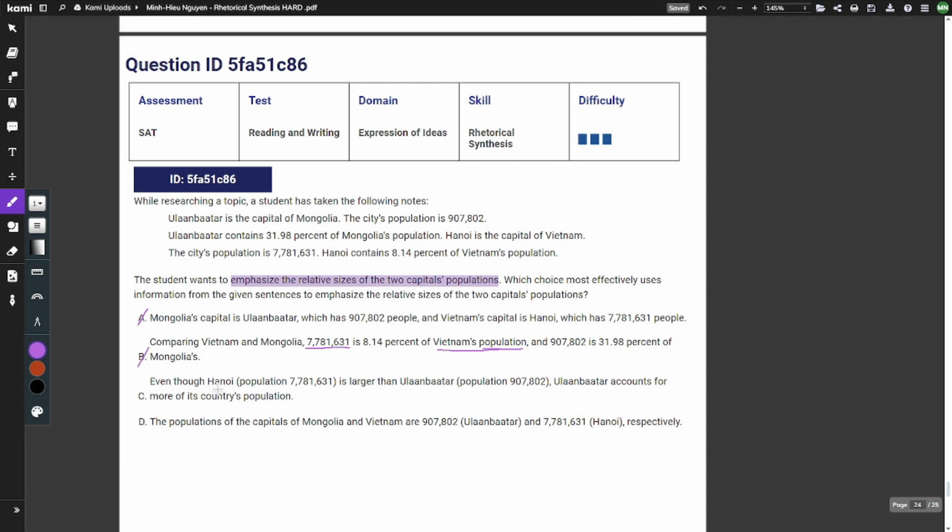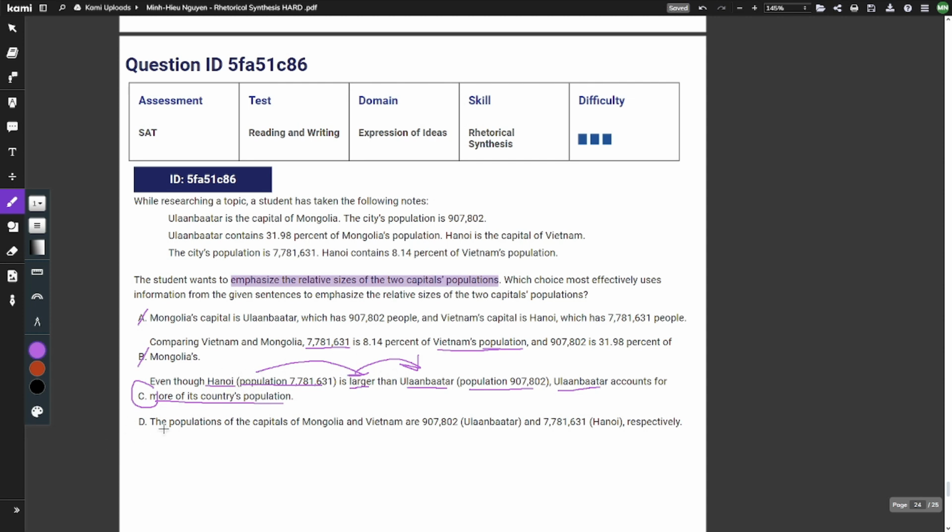C. Even though Hanoi, population 7,781,631, is larger than that capital, population 907,802, that capital accounts for more of its country's population. So, it talks about the capital's population, which is Hanoi with this population, and then it talks about how it's larger than the other capital with that population. So this is a comparison. And then you also have this comparison right here where it talks about how this capital has more of its country's population. So it's saying that it has a big chunk of its country's population. So C is going to be our answer because it does compare the population size of the capital to something else.